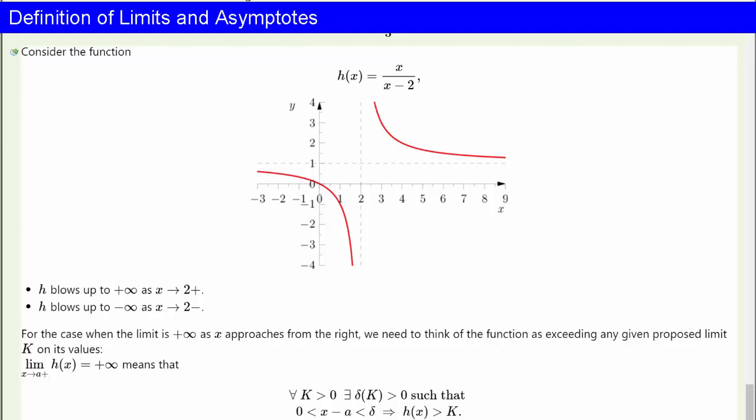A simple change in our earlier definitions gives a precise definition of these intuitive observations. For example, for the case when the limit is plus infinity as x approaches from the right, we need to think of the function as exceeding any given proposed limit k on its values. The limit as x tends to a from the right of h of x equals plus infinity means that for every positive number k, we can find a delta greater than 0, such that if x minus a is positive and less than delta, then h of x will exceed k. In other words, close enough to a, h of x will exceed k. In general, we won't use this formal definition and just depend on our intuition to decide on such limits.